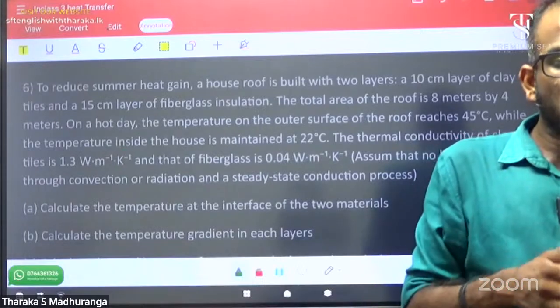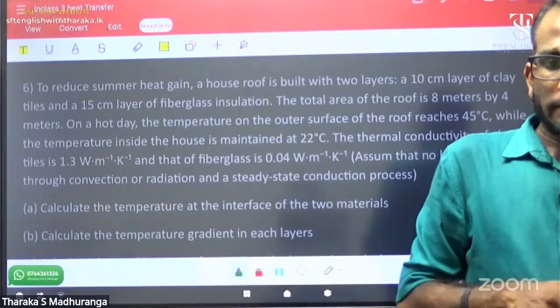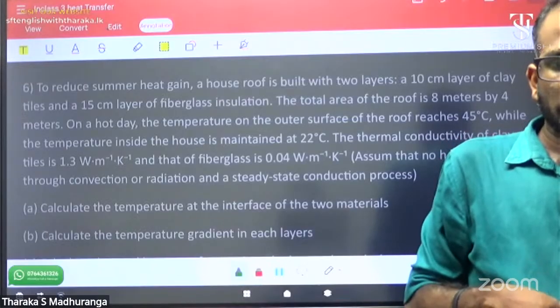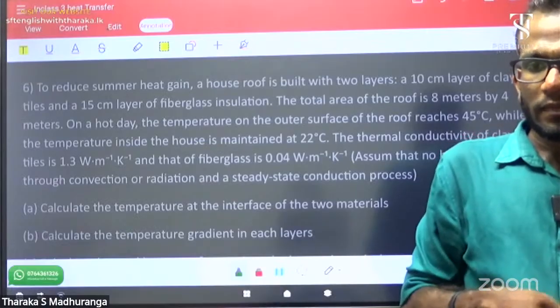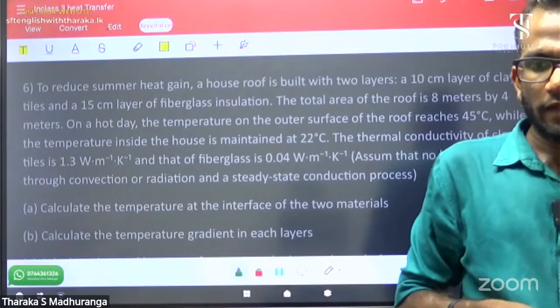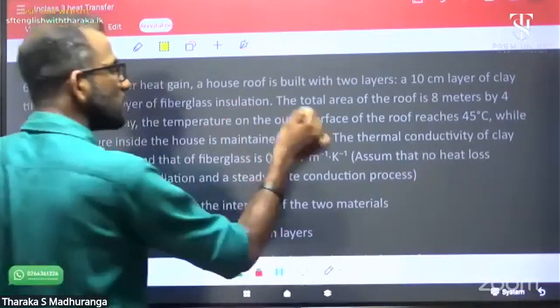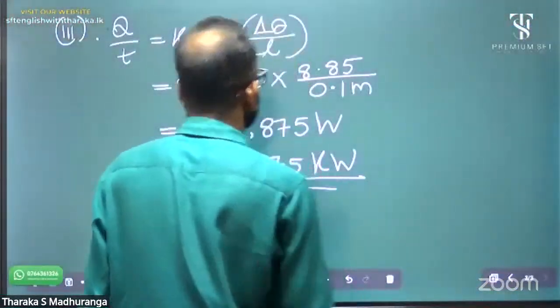Which one did you get as the outer layer? Clay tiles. Okay, we have to take it that way. What is the outer layer and the inside wall? The wall is not given.